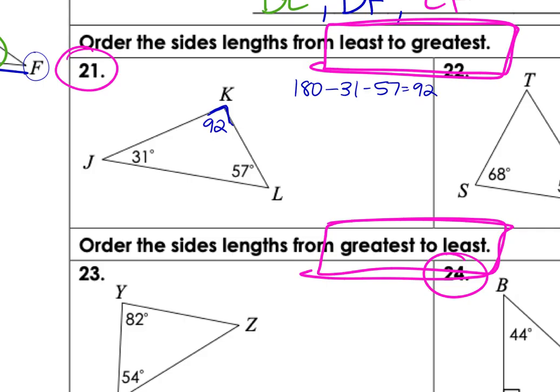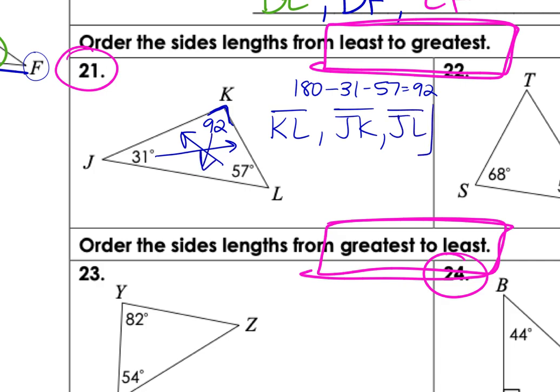What was your shortest side? 31 is your shortest angle, or your smallest angle. KL, the side across from it. So KL is the shortest. What's your next shortest? JK. Does it matter what order, like LK or KL? Mm-mm. You can do either one. And then your biggest one, so across from the K, would be JL. So this would be least to greatest.